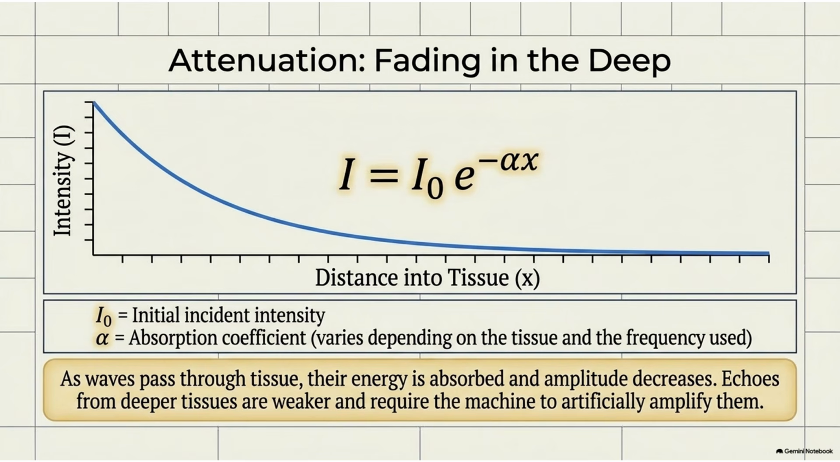Attenuation occurs because ultrasound energy is absorbed and scattered as it travels through tissue. This creates another important limitation for imaging. Echoes returning from deeper structures are weaker than echoes from shallow structures. The ultrasound machine therefore needs to compensate for this reduction in signal strength.